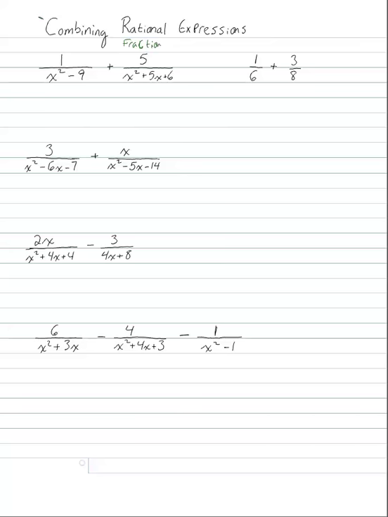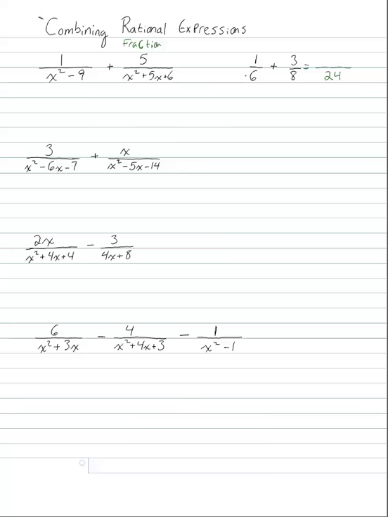So say we have something like 1/6 plus 3/8. If I have something like 1/6 plus 3/8, I have to find a common denominator. They have to be out of the same part. So if I look at 6 and 8, I just hopefully know that the common denominator should probably be 24. They both divide into 24.